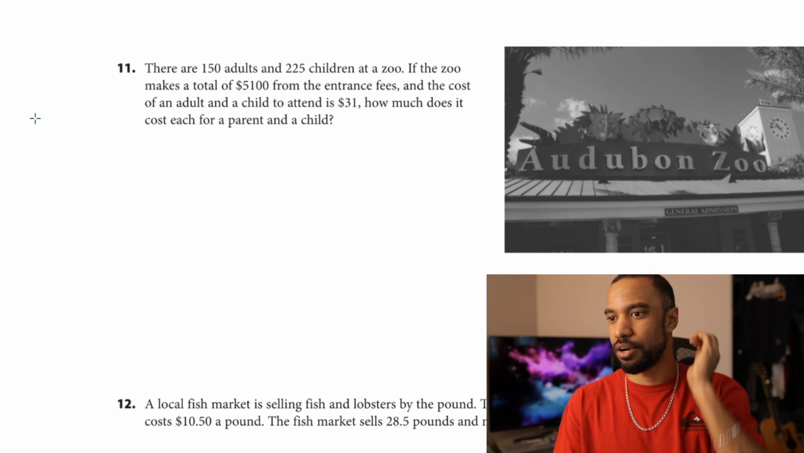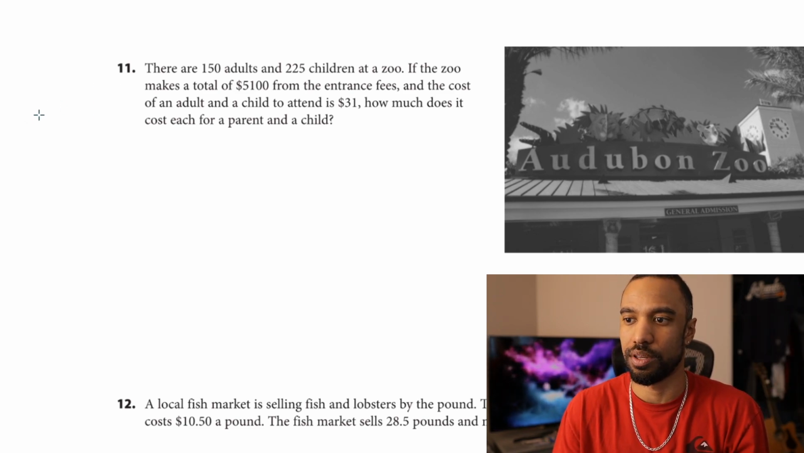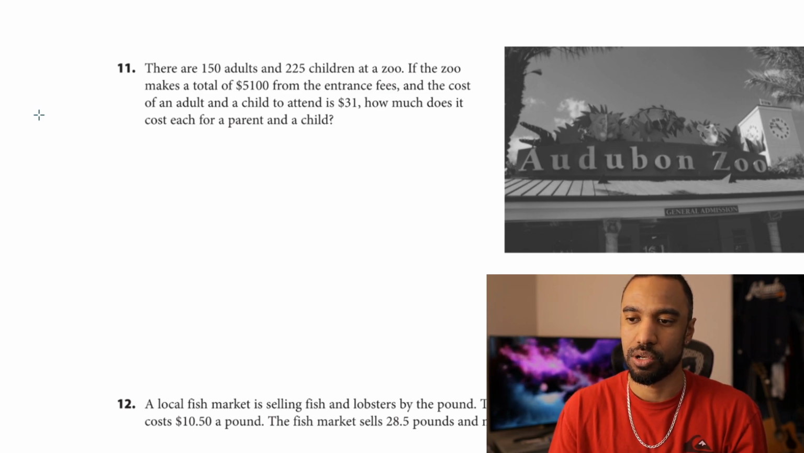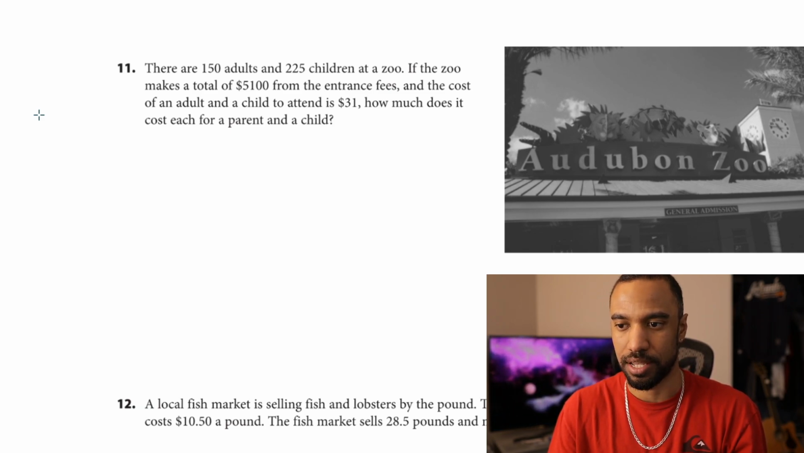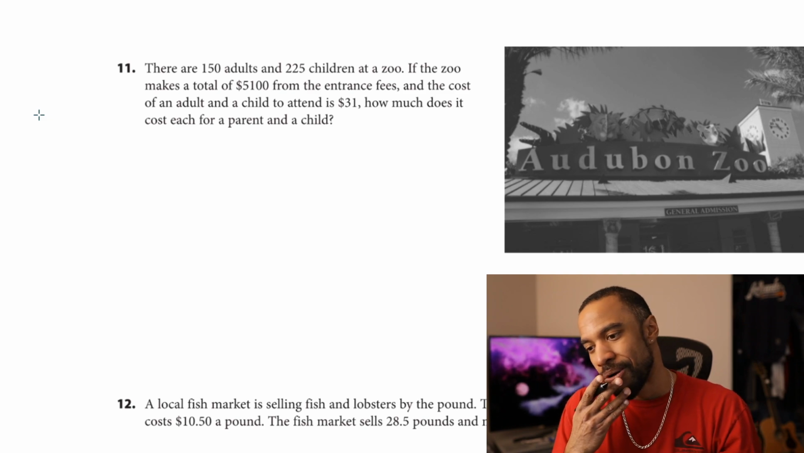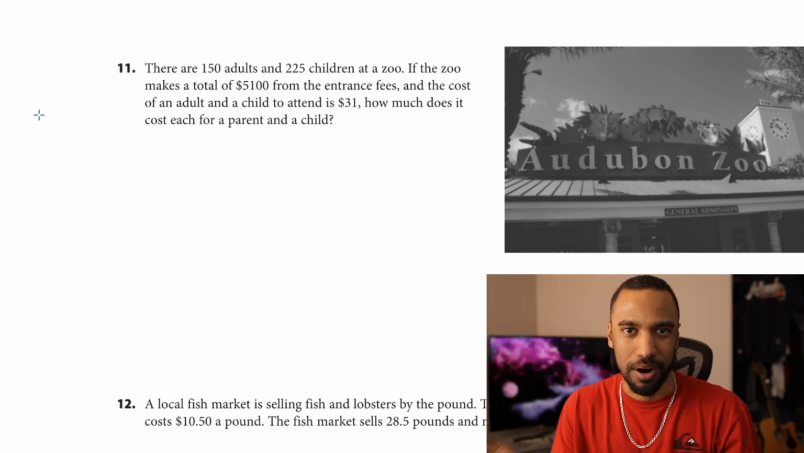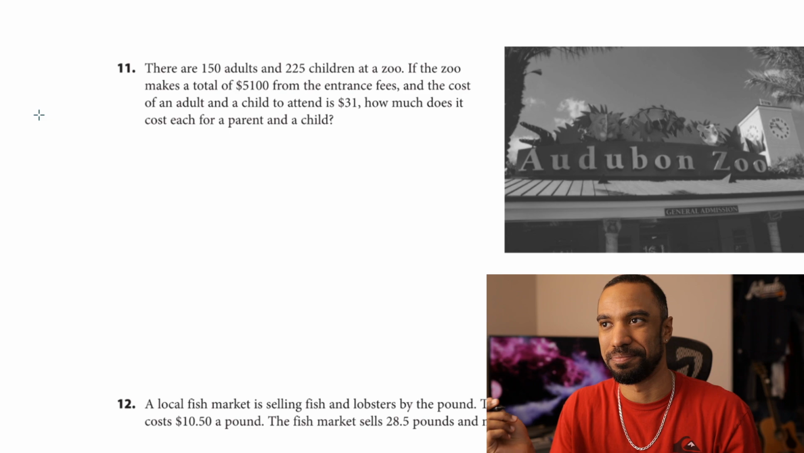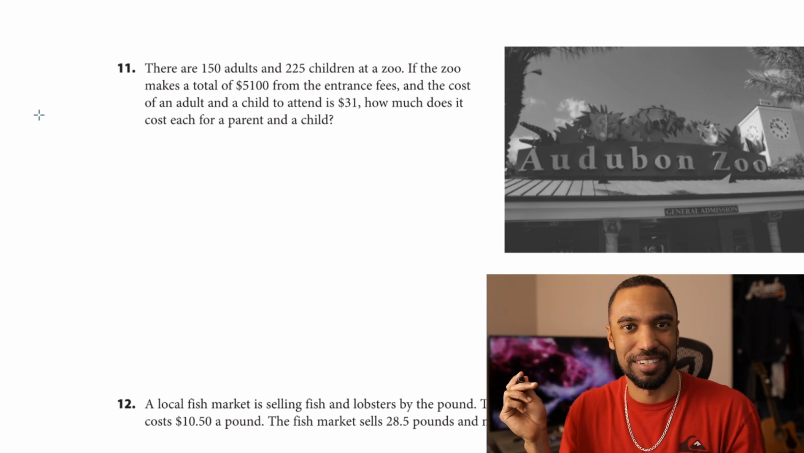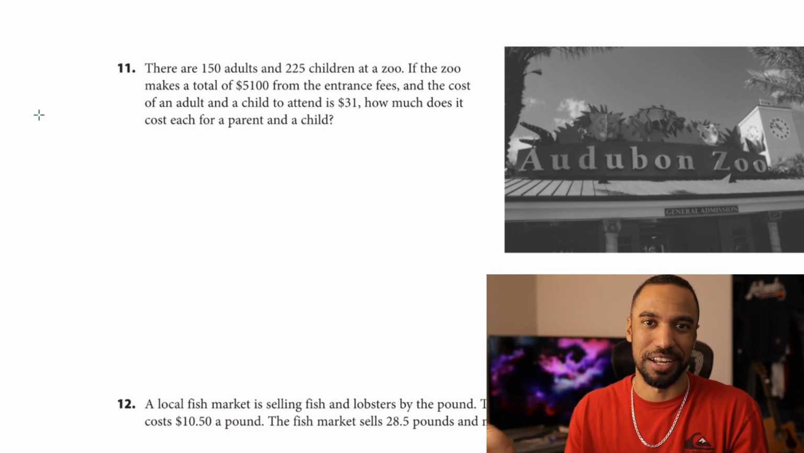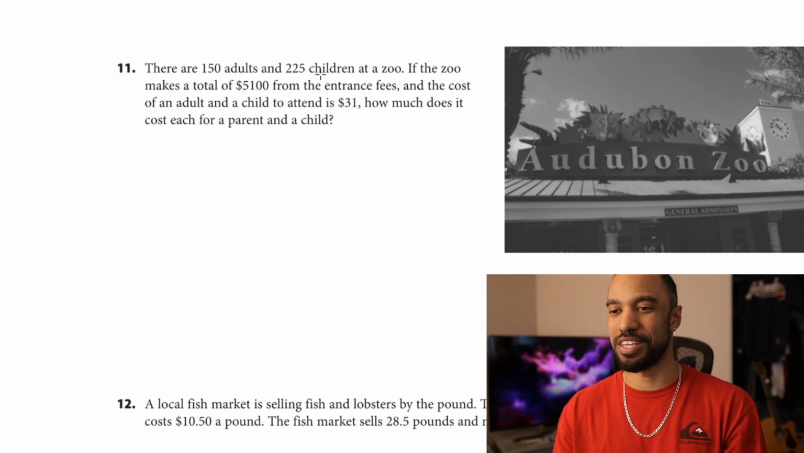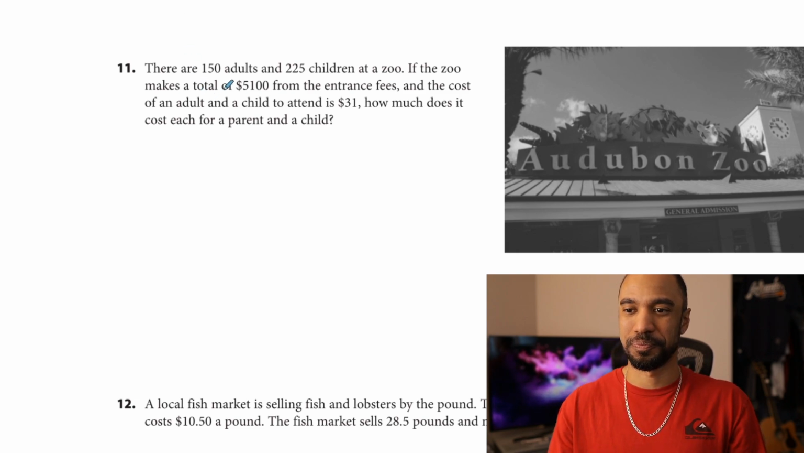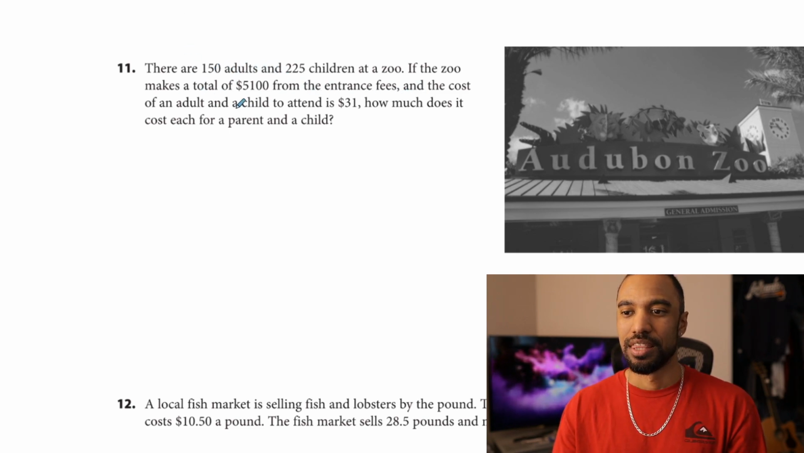Number 11. There are 150 adults and 225 children at a zoo. If the zoo makes a total of $5,100 from the entrance fees and the cost of an adult and a child to attend is $31, how much does it cost for a parent and a child? Okay, so one more time, I guess they are doing problems like the last ones, but now you're solving them. So the first time you set it up, and I don't know. So anyway, here we go. There are 150 adults and 225 children at a zoo. Let's see. This is like that one.